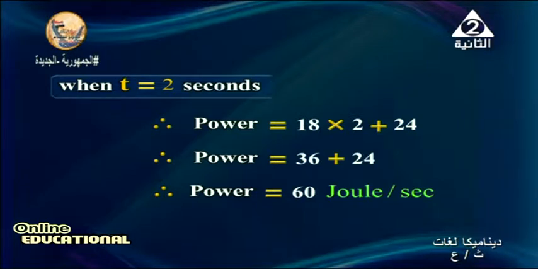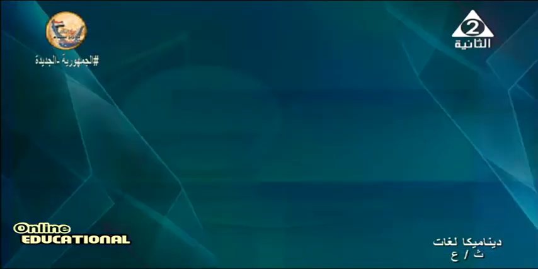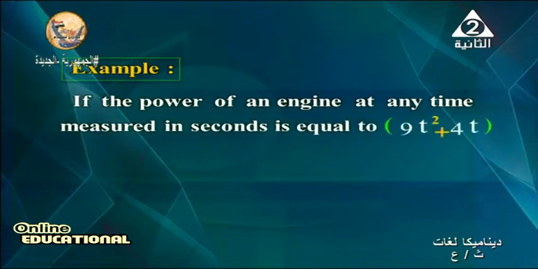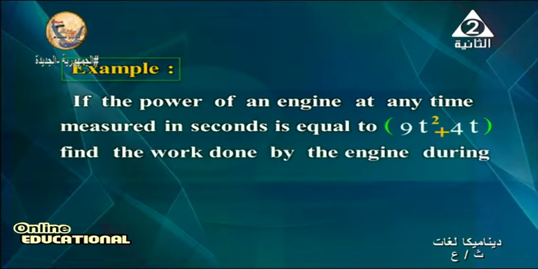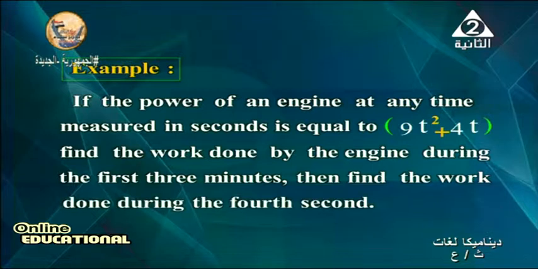Dear students, we know that the work W equals the integration of power dt from T1 to T2. Example: if the power of an engine at any time measured in second is equal to 9t power 2 plus 4t, find the work done by the engine during the first 3 seconds, then find the work done during the 4th second.